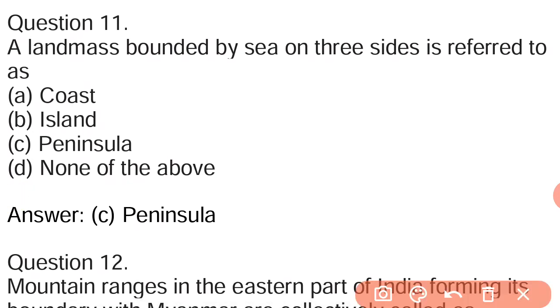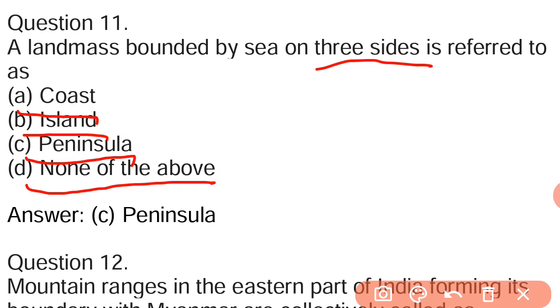The landmass bounded by sea on three sides is referred to as option A coast, option B island, option C peninsula, option D none of the above. Right answer is option C peninsula. Next question.